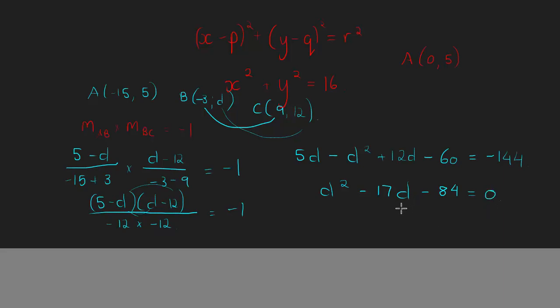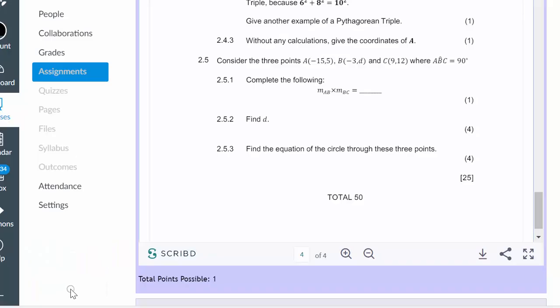Okay, so now I need to get two things that I multiply to get 84, and when I subtract, I get 17. So it is d minus 21, d plus 4 is equal to 0, and so d is either equal to 21 or d is equal to negative 4. Okay, two solutions. Good.